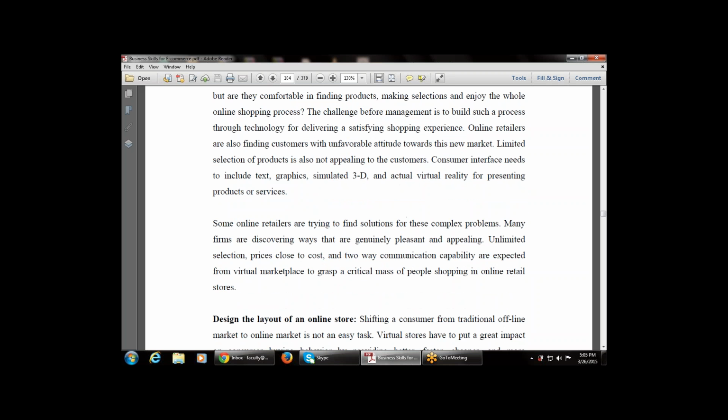Some online retailers are trying to find solutions for these complex problems, that is, how to satisfy the customer. Some online retailers have found a solution for satisfying the customers.